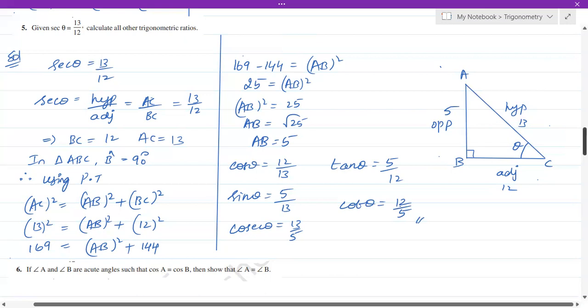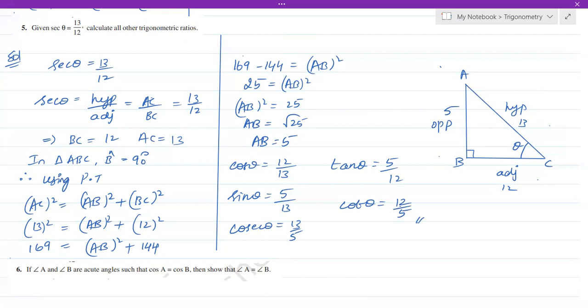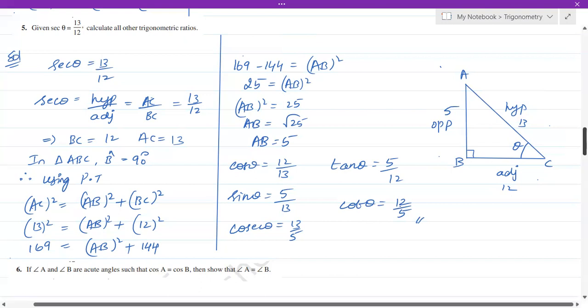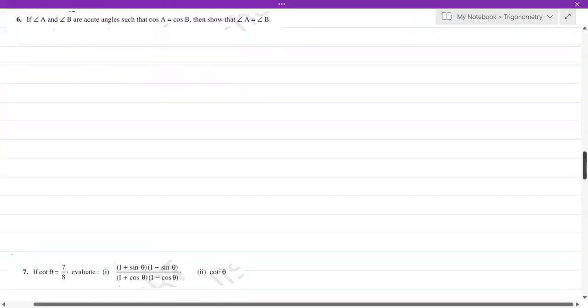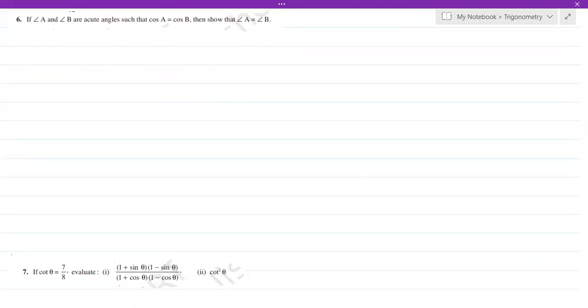So it's very simple. Using the given ratio, secant theta is 13 by 12, we get two sides. As you know, here we have got BC and AC. We'll find the third side using Pythagoras theorem. Once we know all the sides, easily we can find any ratio whichever we require. Okay, so let's get into the next question.